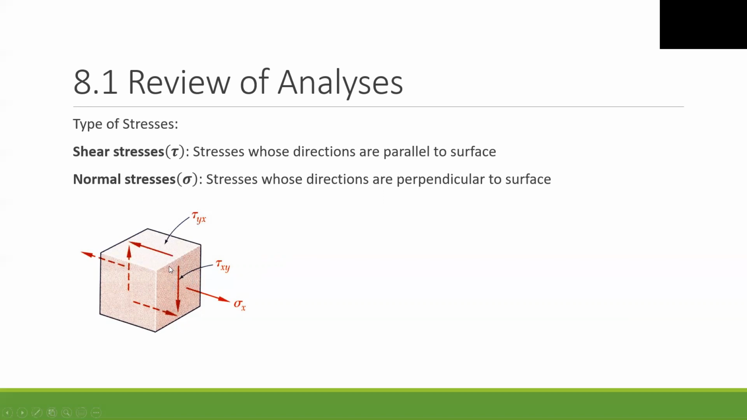Also, I can write the axes here. This is the x-axis, this is the y-axis, and this should be the z-axis, like this. So we can see this surface is perpendicular to the x-axis. Therefore, we put the x notation here, and the direction is along y. Therefore, we call it tau xy.